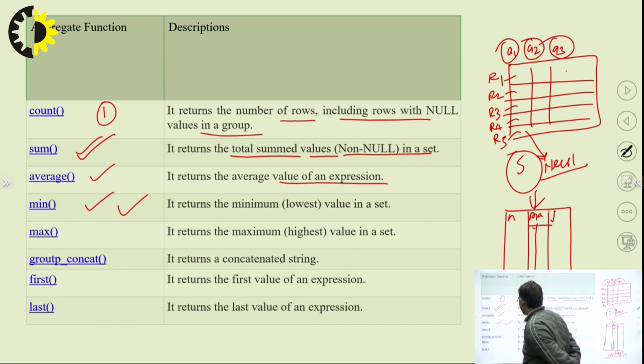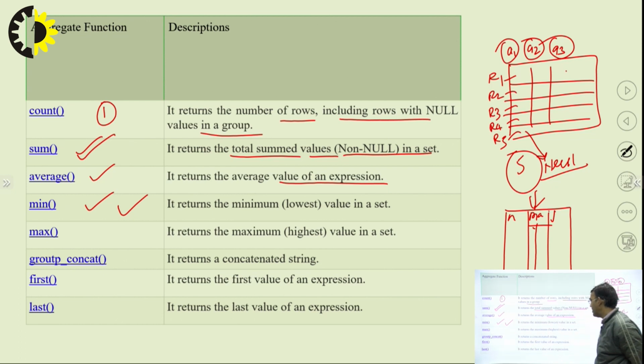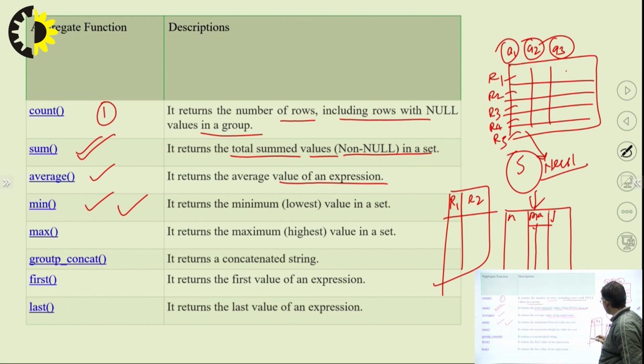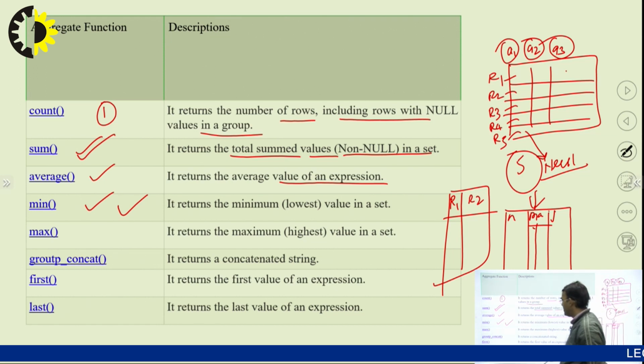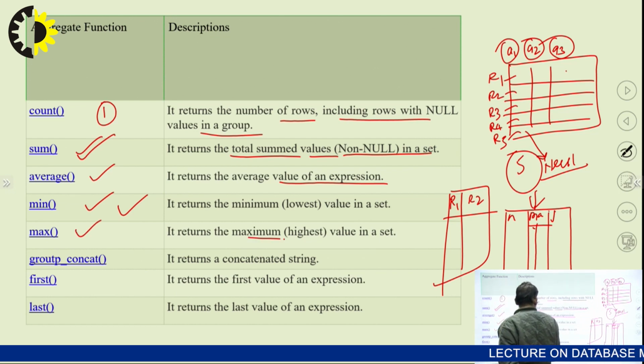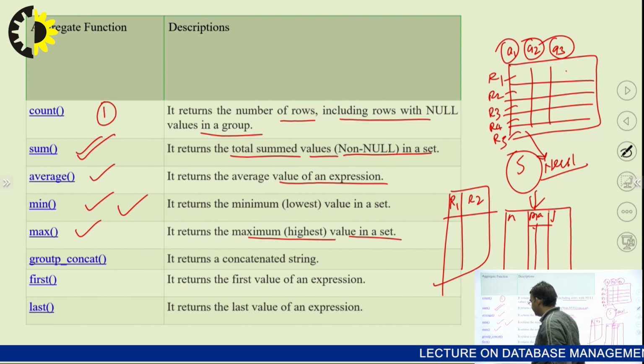Same as if someone asks what will be the maximum value in a particular table. Let's suppose it is our table, it contains 2 attributes, R1 and R2, and we want to find the maximum value of attribute R1. Then we have to apply max. It returns the maximum, highest value in a particular set.